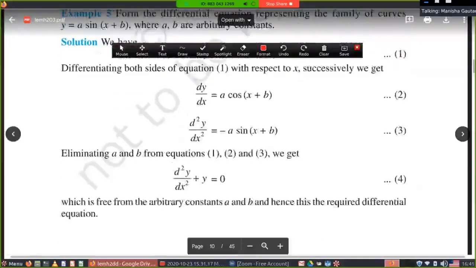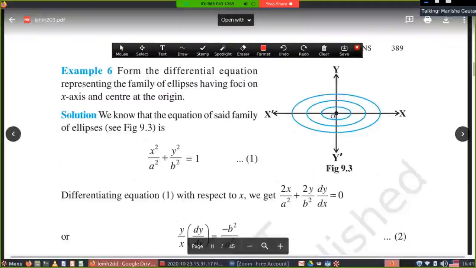Now come to example number 6. Form the differential equation representing the family of ellipses having foci on the x-axis. It means we are talking about the horizontal ellipse. This is a horizontal ellipse because the foci are on the x-axis and the center is at the origin. Now, what is the equation of the ellipse? You must know it in such type of questions. x²/a² + y²/b² = 1. Now, a and b are the arbitrary constants. It means two arbitrary constants are there. It means you have to differentiate the equation 2 times, and you can find the differential equation. Now, first differentiate it.